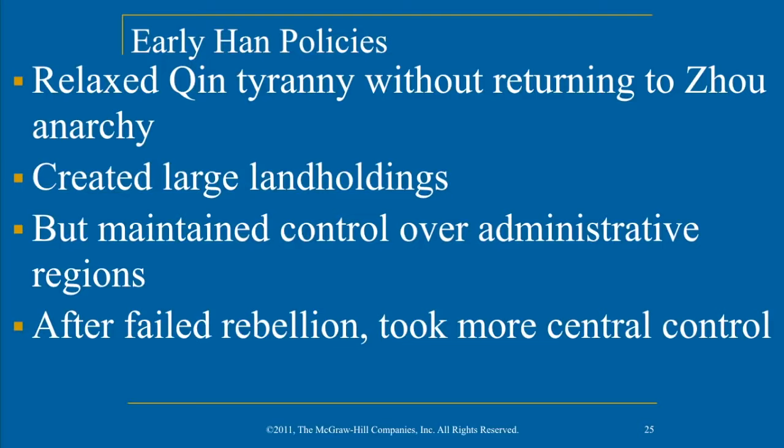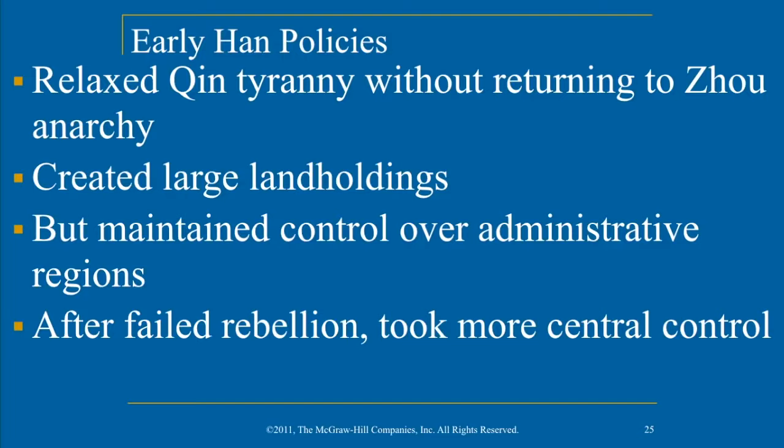They created large landholdings but maintained control over administrative regions. These large landholdings allowed those former landholders to get back some of their land. Many of them had died by this point, but there is this reemergence of a large landholding class. There's a maintaining of control over administrative regions. When you have lots of land, you have lots of money, you can usually pay for your own armies, or you can get people to be devoted to you because you're feeding them. And this allows you to start your own rebellion if you like, but this administrative control under the early Han keeps back rebellions and other large-scale revolts.